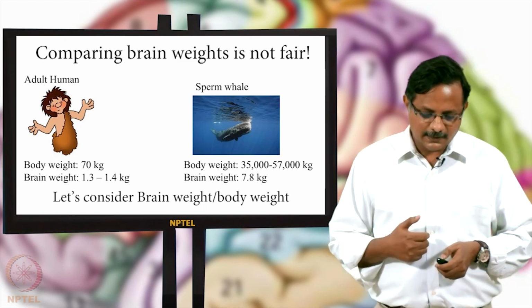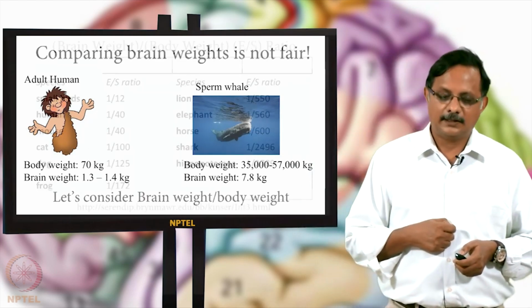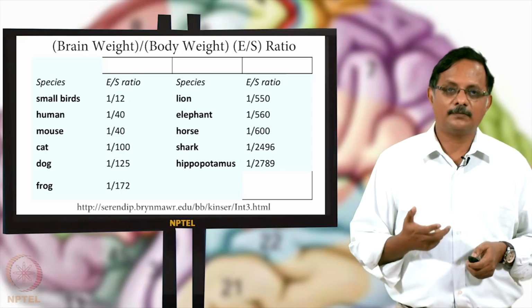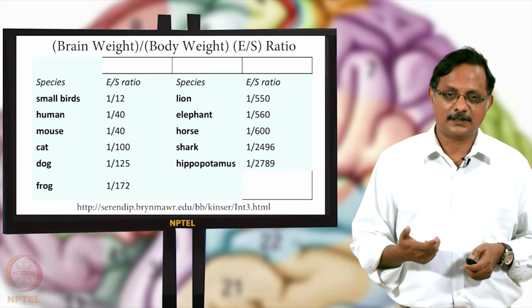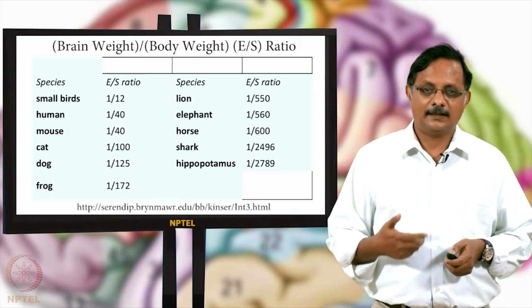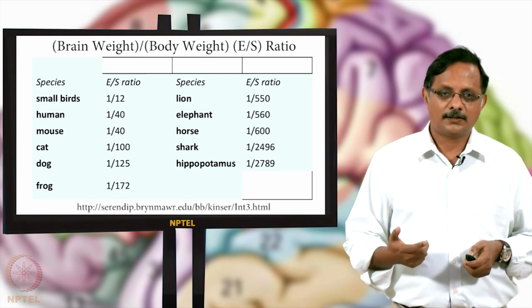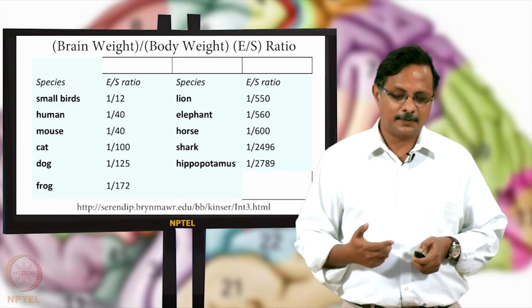So, let us do just that, and then let us look at some data. This quantity, brain weight by body weight, is called the E by S ratio. E stands for encephalon, which means head or the brain, and S stands for soma, or the body. So, let us look at the E by S ratios of several species.